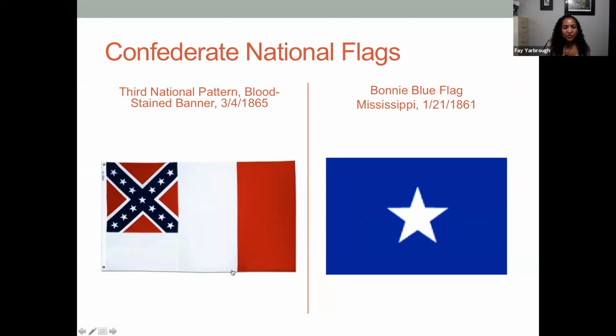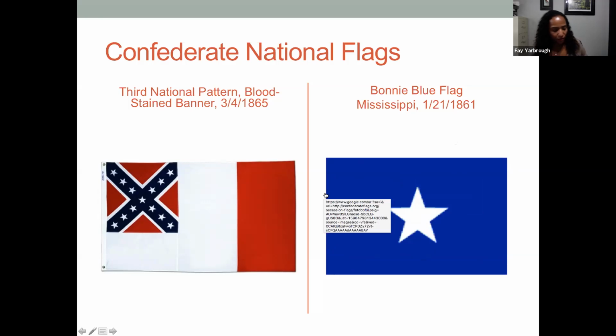So they take that stainless banner and they then call it the bloodstained banner, and they add this big red stripe to make it more clear that this isn't a flag of surrender. And then there's this other flag that I think we could argue is actually the first Confederate flag, and if your interest in the flag is about heritage, then this might be the one that you actually should be flying, because it's one of the earliest flags that we know of for the Confederacy. This is called the Bonnie Blue flag.